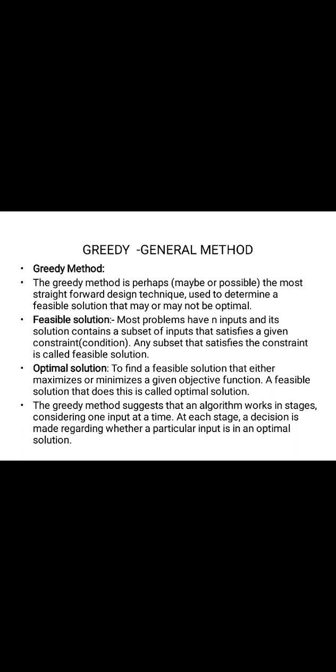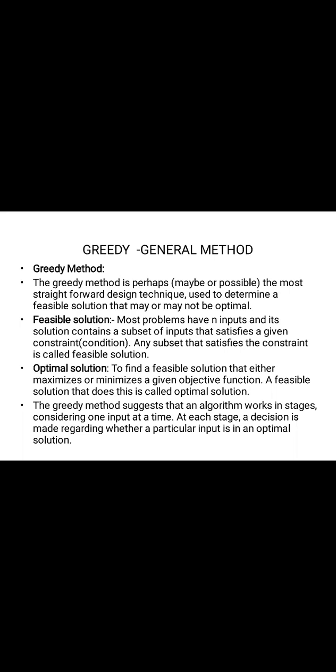What is the meaning of optimal solution? To find a feasible solution that either maximizes or minimizes a given objective function. A feasible solution that does this is called an optimal solution. The greedy method suggests that an algorithm works in stages, considering one input at a time. At each step, a decision is made regarding whether a particular input is in an optimal solution.